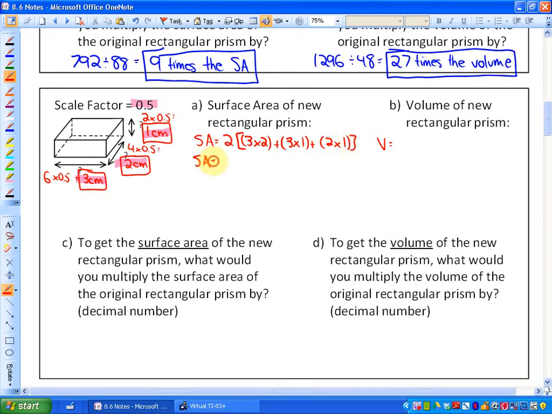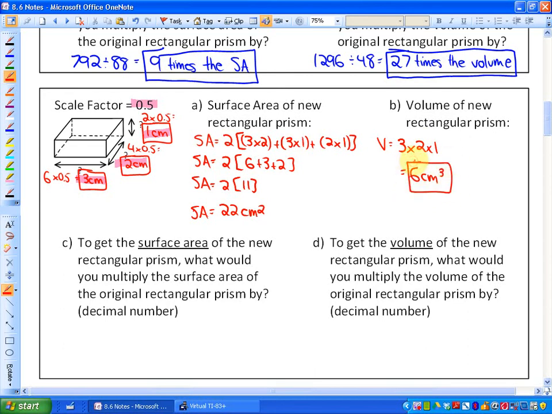So the surface area would be 2 times 6 plus 3 plus 2, which is 2 times 11, which is 22 centimeters squared. As far as the volume goes, quite simply, it's 3 times 2 times 1, length times width times height, and that would be 6 centimeters cubed.